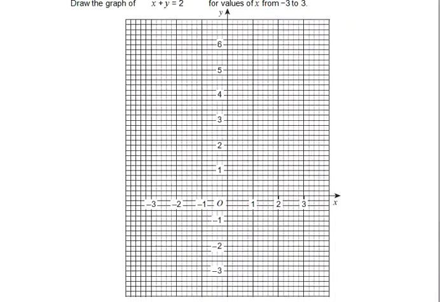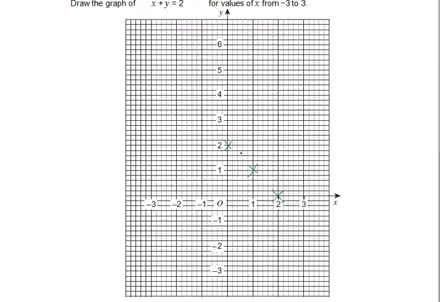Okay, draw the graph. Now in this one you're not given any table of values. So it's about picking values yourself. Now this is basically saying you've got an x value, you've got a y value, and they've got to equal 2. So if I decided it's 0 for the x, 0 plus something to give us 2, it must be 2. 1 plus something to give us 2 must be 1 plus 1. And 2 plus nothing.